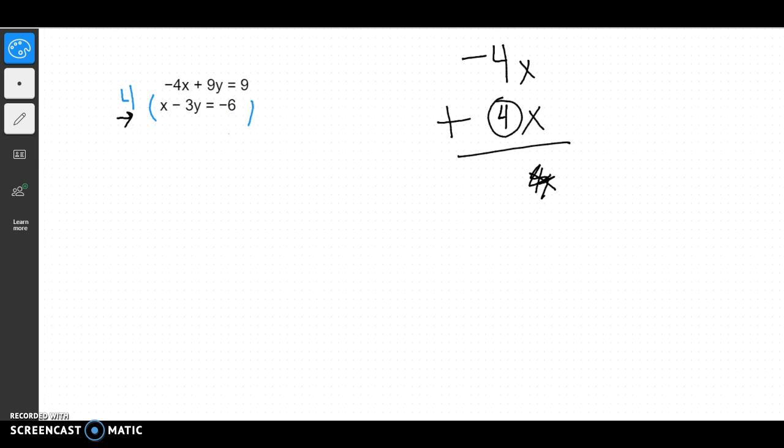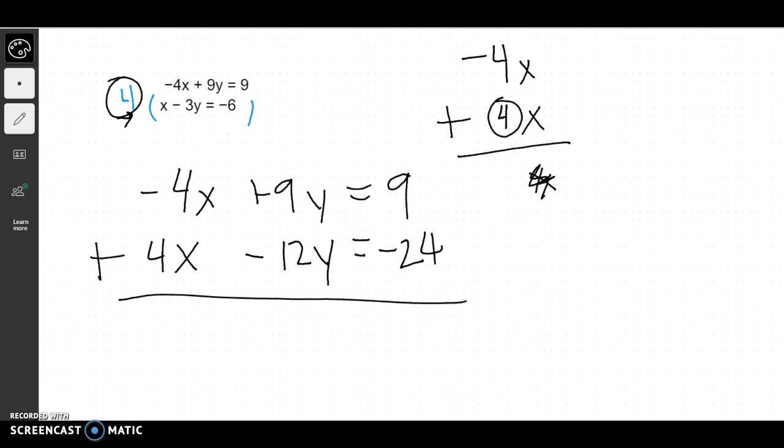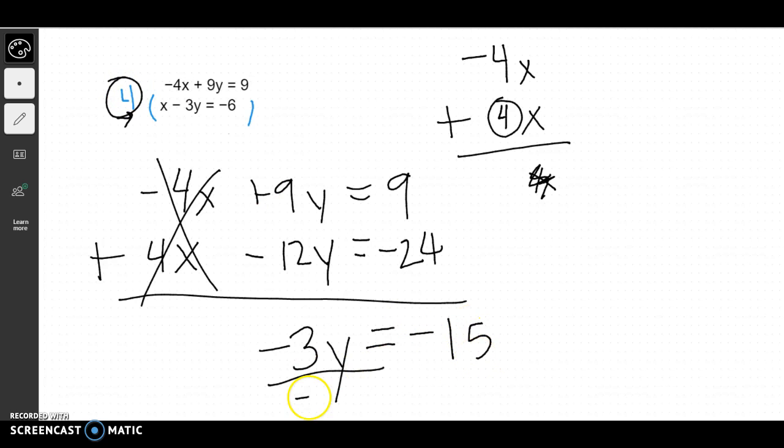So if I times this whole thing by 4, we get new equations. We get -4x plus 9y equals 9, and we'd get 4x minus 12y equals -24. See how I just took 4 and multiplied it by everything? Now when we add it, -4 plus 4 goes away. 9 plus -12 will give me -3y, and 9 minus 24 is going to give me -15. So when I divide by -3, y equals 5.